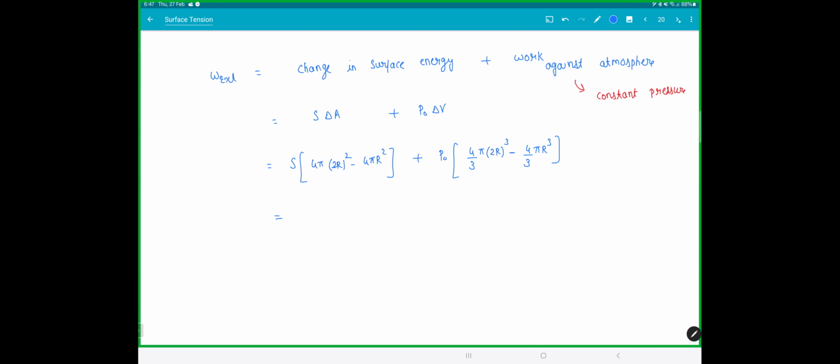This is a liquid drop, so into 2 won't come. Be careful with that. How much is this? That is 4 into 4, 16, minus 4, 12. So S into 12 pi r square plus 28 by 3 P naught pi r cube. Check. That's your answer.